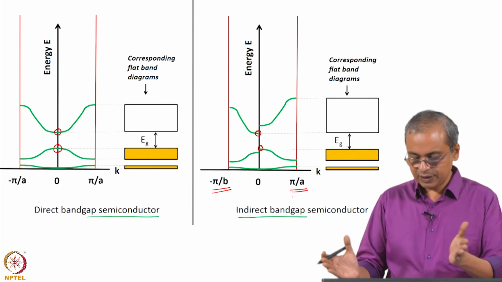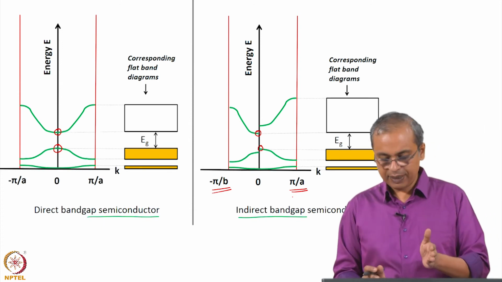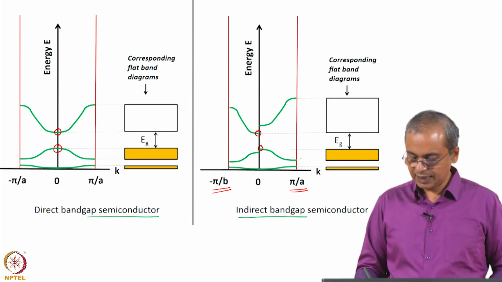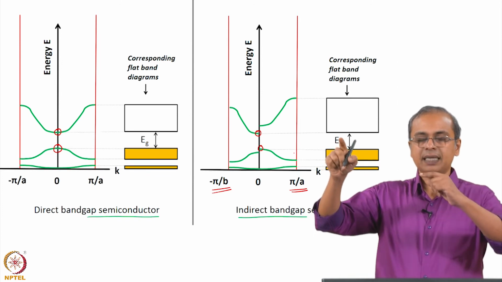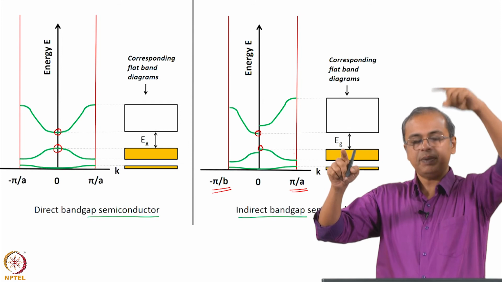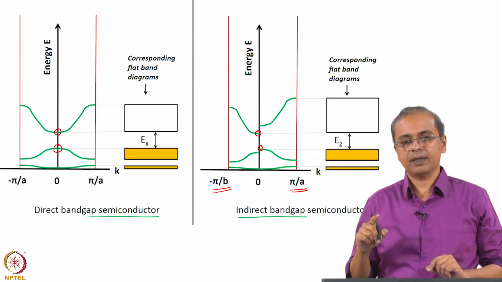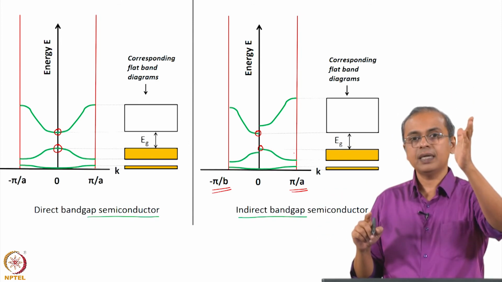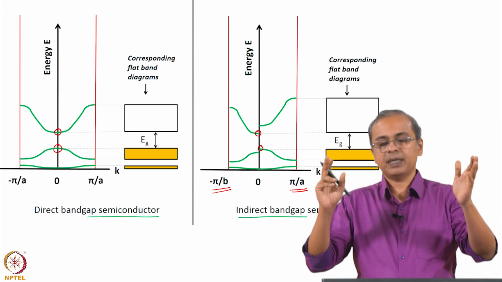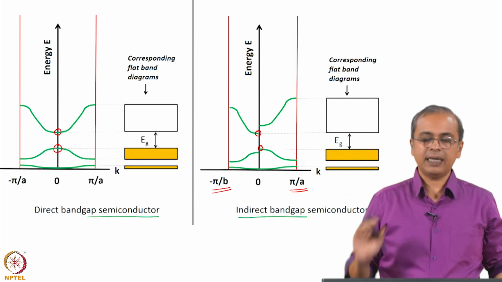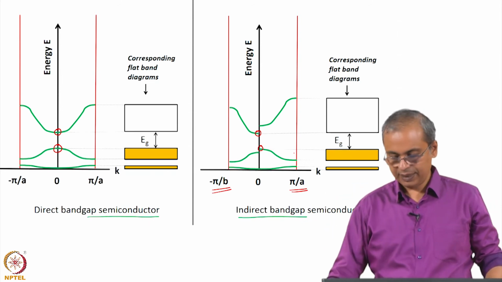Because it is a compact diagram, you are seeing it like this, but what it basically means is that you will have a pi by A position coming in one direction and the pi by B position appearing in another direction, maybe an orthogonal direction. And therefore, when you do a transition in an indirect band gap semiconductor, you cannot just go up in energy to get the electron to the next available energy state.